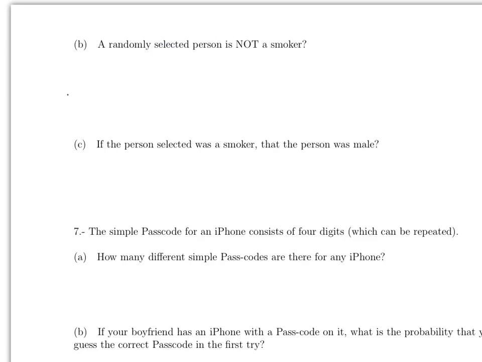For part B, you can go through the whole tree again, or you can just use the complement, because the probability of not being a smoker is the same thing as 1 minus the probability of being a smoker. In our case, this will be 1 minus the answer to part A, which is 0.098. This is around 0.902. Part C is what we call Bayes' rule.